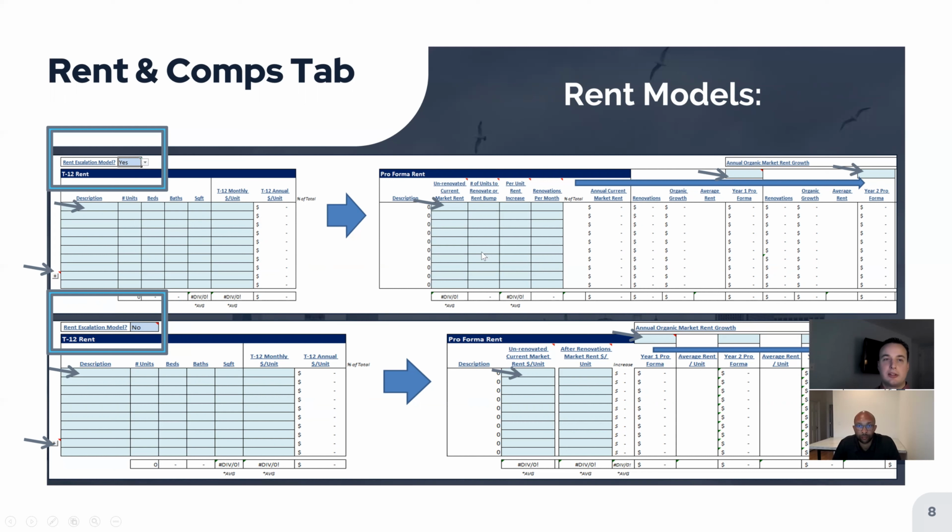So that's how you fill out the rent and comps tab, or at least the rental portion of the rent and comps tab, right? This is an important section because it's going to drive a lot of the profitability coming off your property. You're going to want to be looking for properties that can sustain a decent sized rent increase.